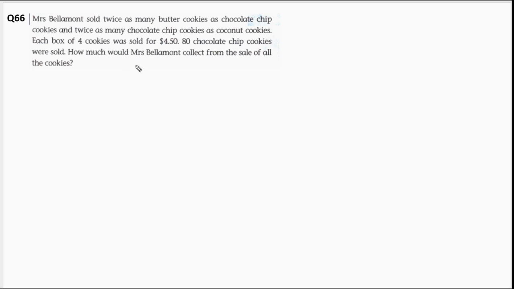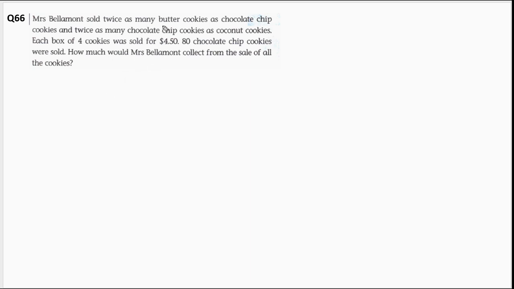I'm going to be talking about different units. I'm going to be talking about numbers of cookies, but I'm also going to be talking about what they sell for. So I think there's going to be quite a number of steps to this question. That's what I should have thought about. That should have jumped out at me when I read this question. So I need to be quite careful, don't I?